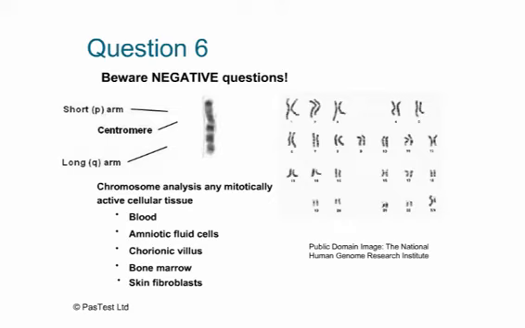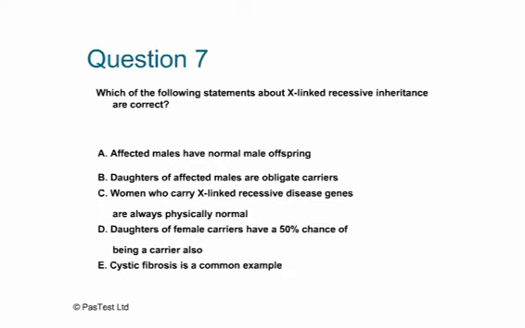Question 7. Which of the following are correct about X-linked recessive inheritance? Look through the options and make your choice. Write down now what you think are the correct answers. In this situation, A, B and D are the correct answers.